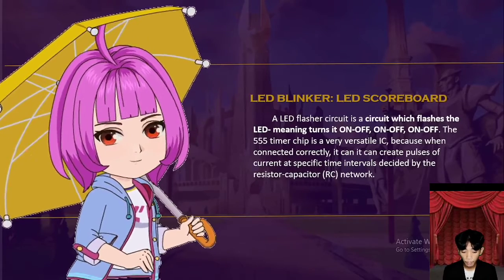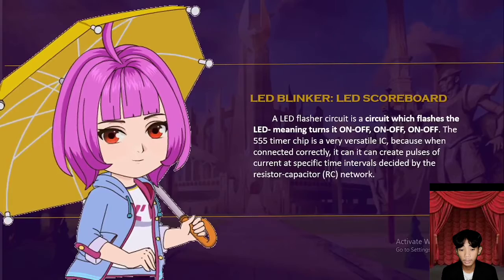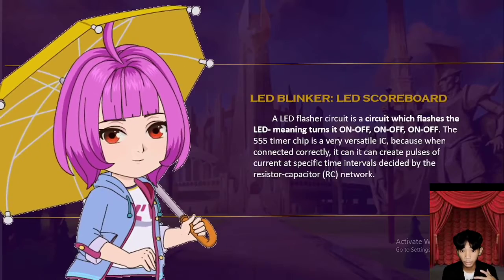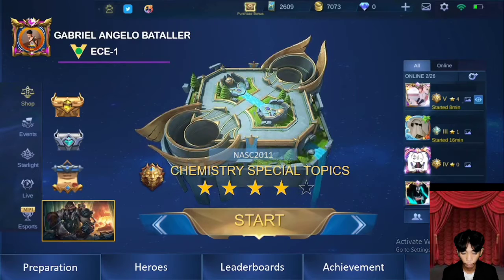The 555 timer is a very versatile IC because, when connected correctly, it can create pulses of current at specific time intervals decided by a resistor-capacitor network. Later we will tackle the resistor-capacitor network more technically. So let's go to the next slide.